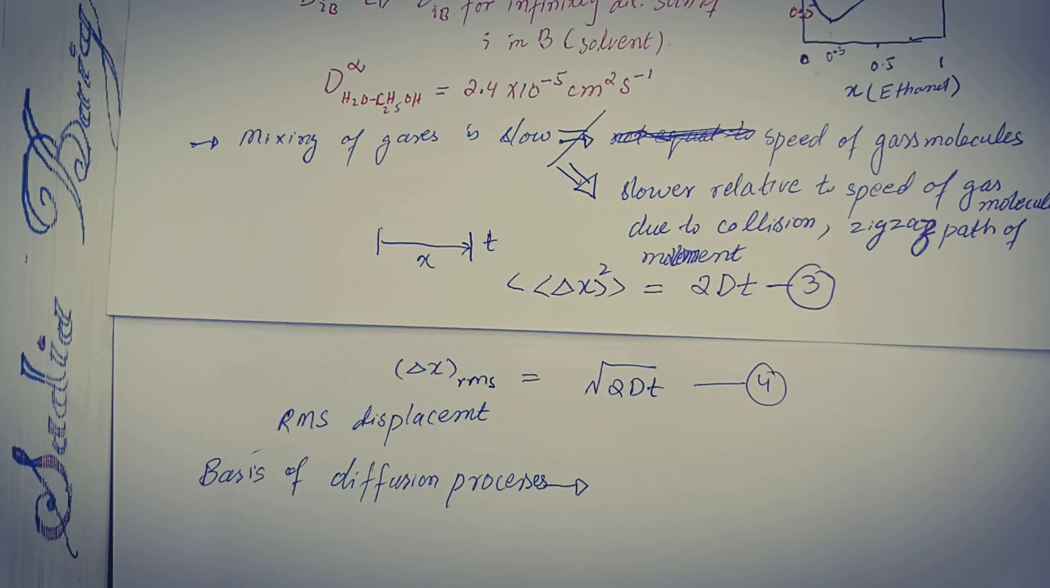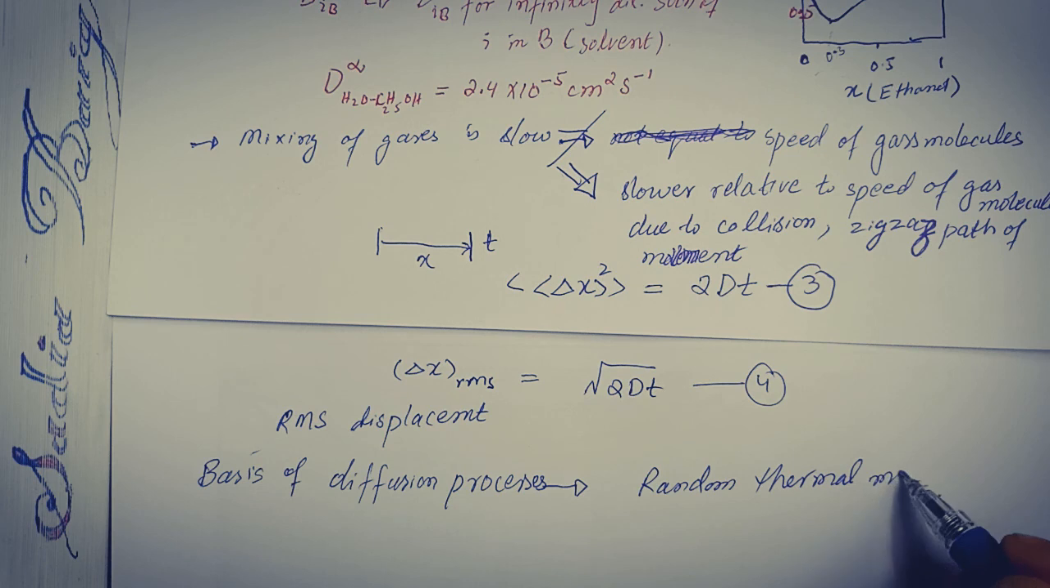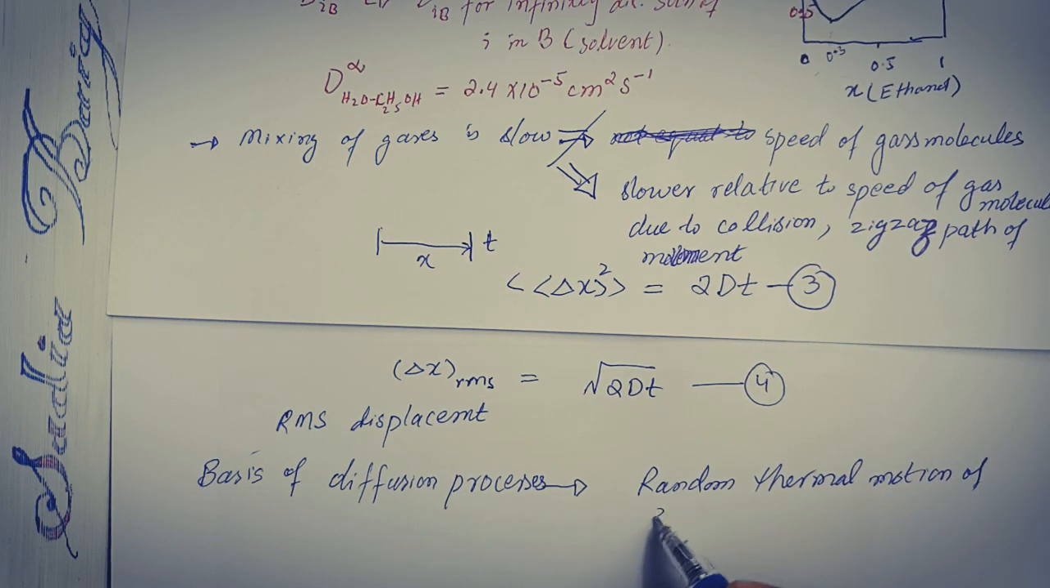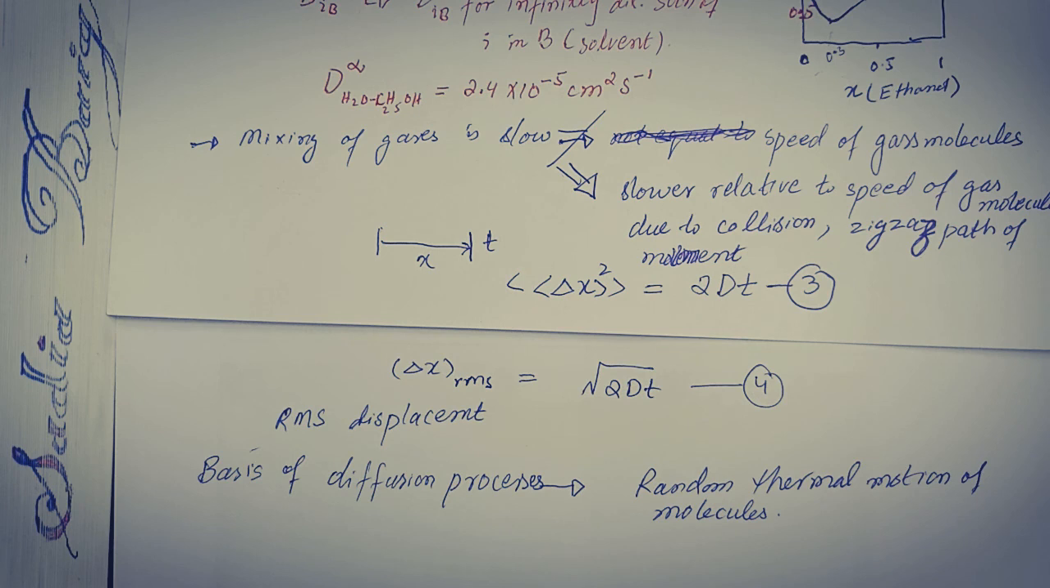So what's the real cause of the diffusion process? It actually results from the random thermal motion of molecules. Practically, this random motion can be studied or observed indirectly by its effect on the colloidal particles suspended in a fluid. So these particles undergo Brownian movements.